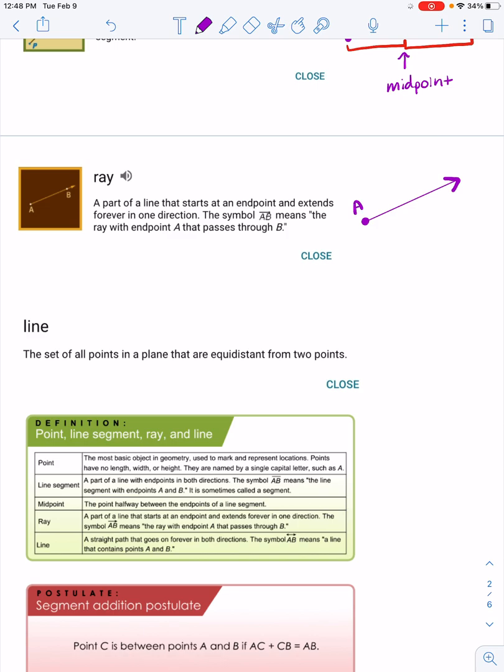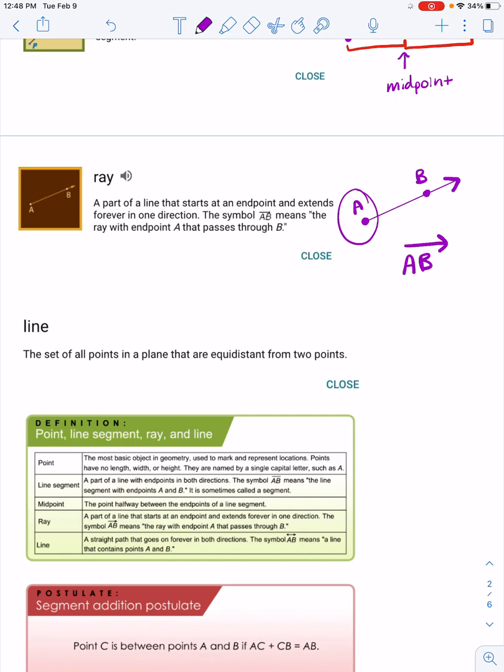So I'll say this is A, and then it has to go through another point. You can't just name a ray with one letter. It has to have at least 2 letters. So we're going to say, since it starts with the endpoint right there, A, it starts with A, it goes through the point B, and then we just kind of draw this one-way arrow on the top of it, okay?